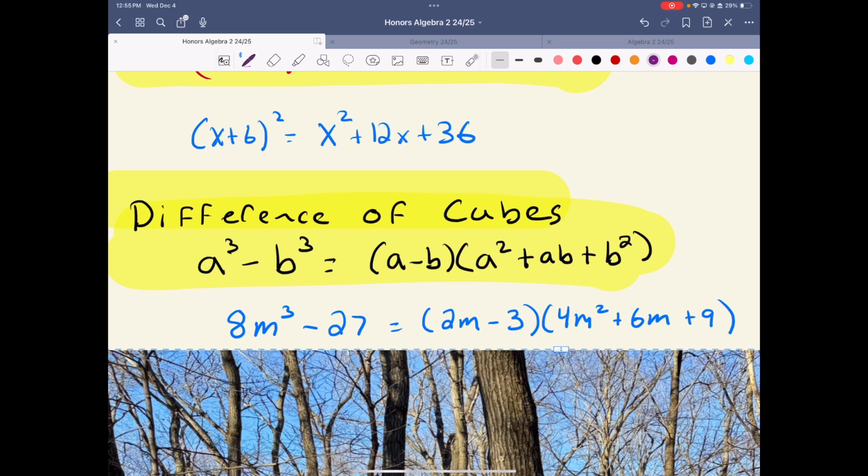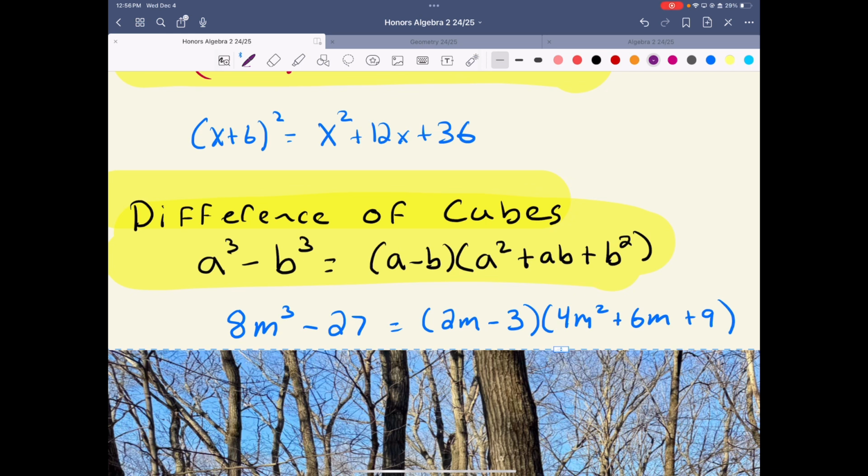Now, the next part says a squared. My a is the first term, so I just square that whole thing. 2 squared is 4, so that's 4m squared. This is a plus sign. It doesn't matter what's going on in here. You just take the a and the b times each other. Don't worry about the symbol. That has to be a plus. 2 times 3 is 6. That's where the 6m comes from. And then 3 squared is 9.